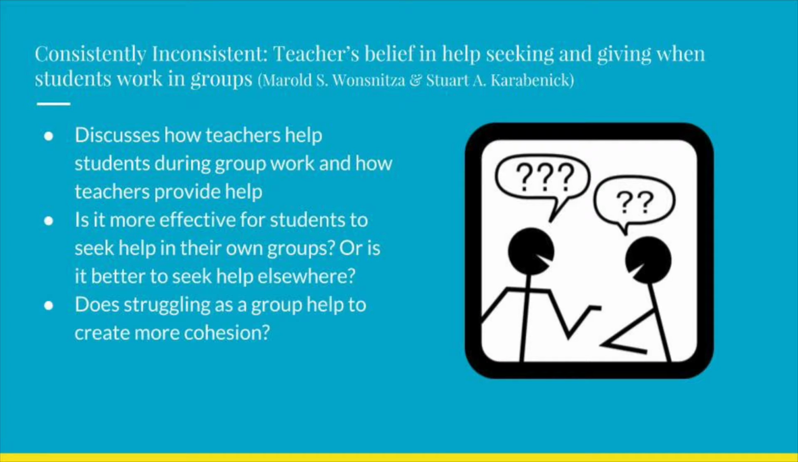The first article I'm going to talk about is called Consistently Inconsistent: Teachers' Belief in Help Seeking and Giving When Students Work in Groups. So this article talks about an important part of collaborative activities I'd not considered before: how teachers provide help once the group work has begun. Sometimes for select assignments, teachers will say that no help can be given at all, if the purpose of the activity is to discover or solve a problem with minimal assistance. In most cases, teachers are circulating around the room, giving help to students when needed. And in all classrooms I've ever been in, it is encouraged to solve problems and find answers amongst group members, instead of asking the teacher at the first sign of a question.